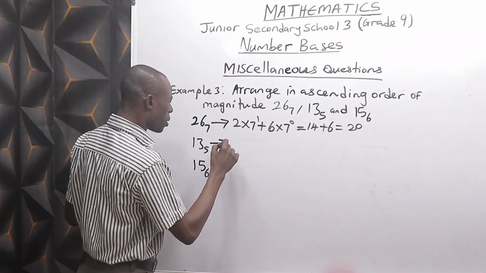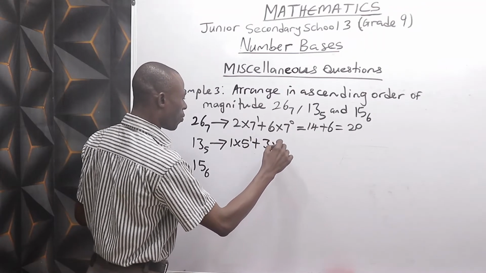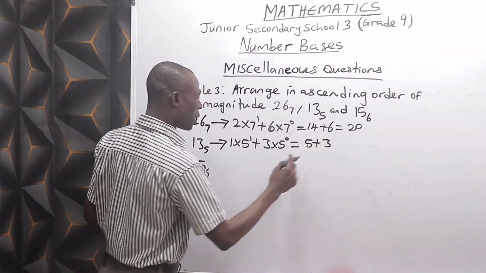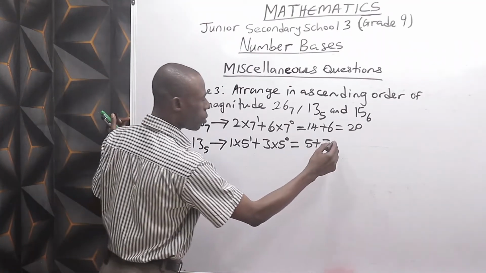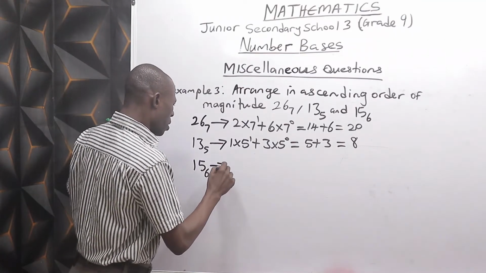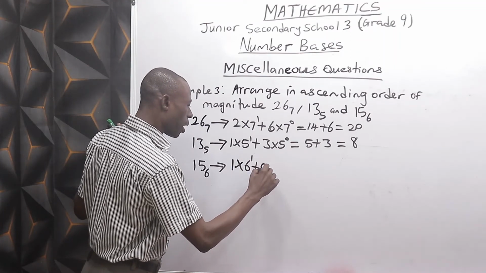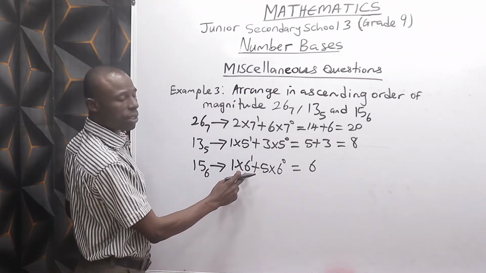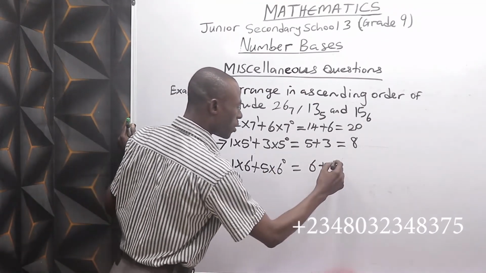This one will be 1 times 5 raised to power 1 plus 3 times 5 raised to power 0, which is 5 plus 3. Look at this very well. 5 raised to power 0 is 1. 1 times 3 is 3. So this is 8 base 10. And the last one is 1 times 6 raised to power 1 plus 5 times 6 raised to power 0, which is 6. 6 raised to power 1 is 6, times 1 is 6, plus 6 raised to power 0 is 1, times 5 is 5.